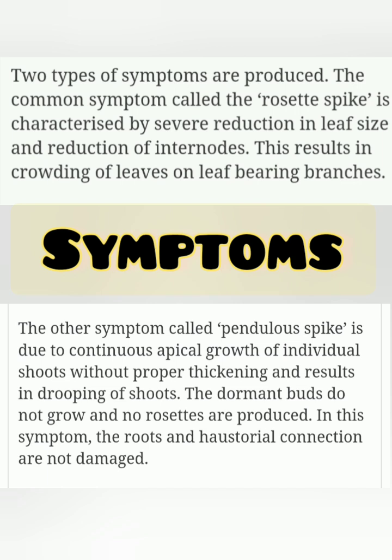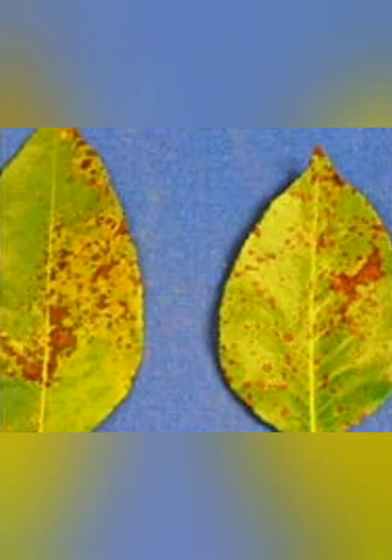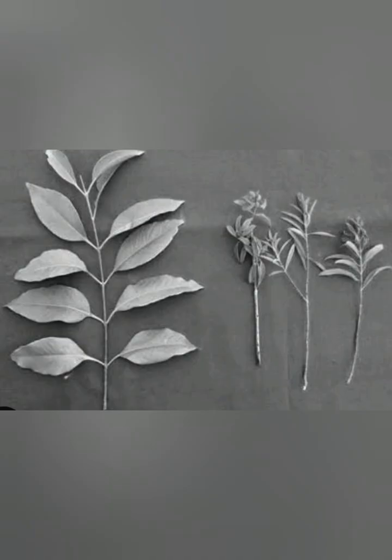In pendulous spike, which is the other symptom, what we get to see is that due to continuous apical growth of individual shoots without proper thickening, the shoot droops. The dormant buds do not grow and no rosettes are produced. In this symptom, the root and haustorial connections are not damaged. So these are the 2 important symptoms that are seen in this disease.